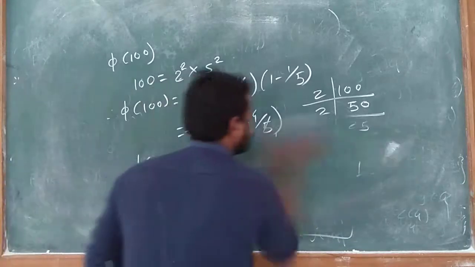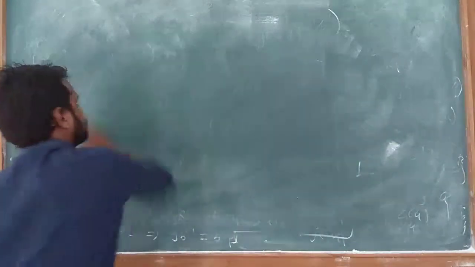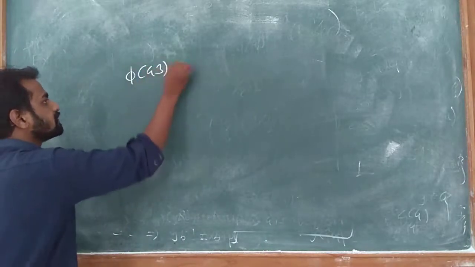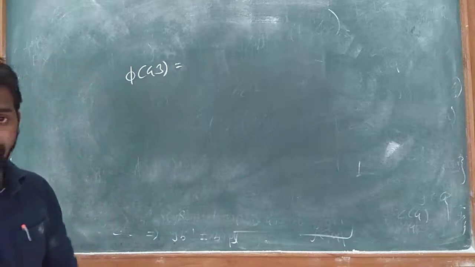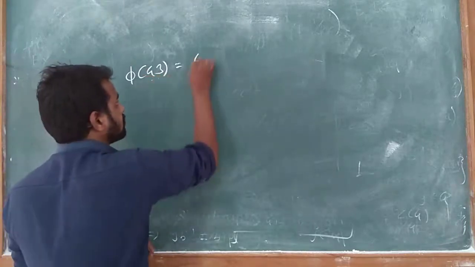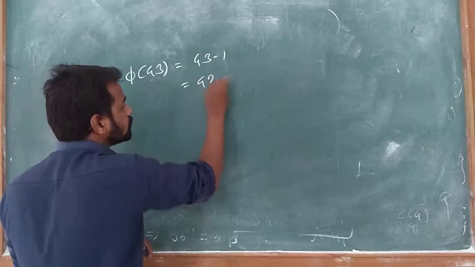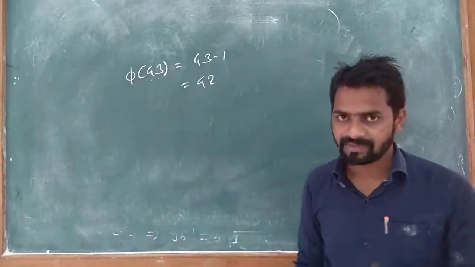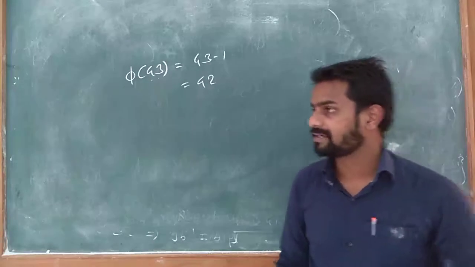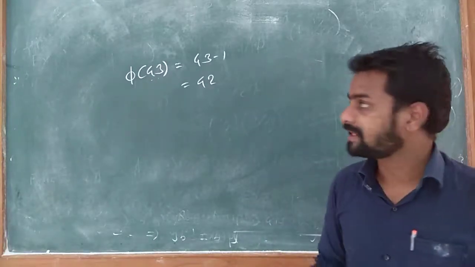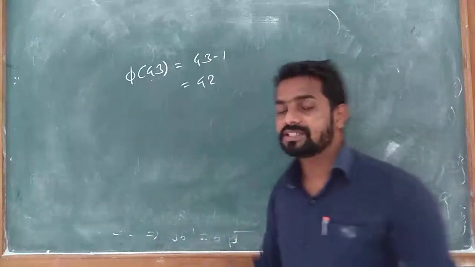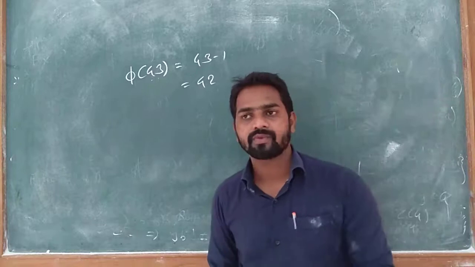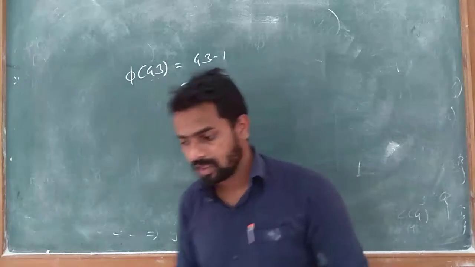Okay? Now, phi of 43. We know that 43 is a prime number. Therefore, phi of 43 is equal to 43 minus 1, which is equal to 42. If p is a prime, then phi of p is equal to p minus 1, and if n is not a prime, that is, it is a composite number, then phi of n is equal to n in a bracket 1 minus 1 upon p1 into 1 minus 1 upon p2 and up to 1 minus 1 upon pr.